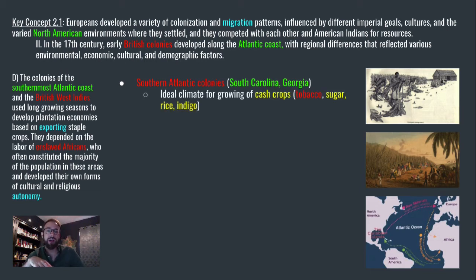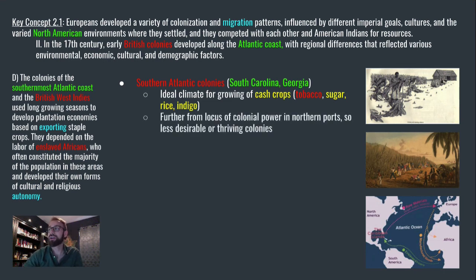So, ideal climate for growing cash crops. Similar to the Chesapeake region, but even hotter and more humid. So tobacco is similar to the Chesapeake region, but they also grow sugar, rice, and indigo because the colony is hotter. Okay, now notice, as these areas get further away from the locus, kind of that central closest point to colonial power up in northern ports, they're viewed as kind of less desirable areas to go. So that's why they develop later, because it's further away from the power structure.